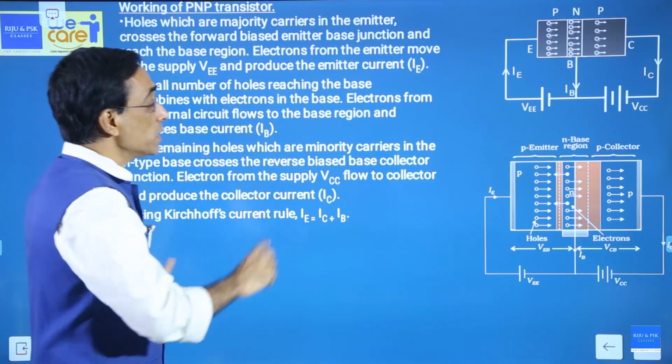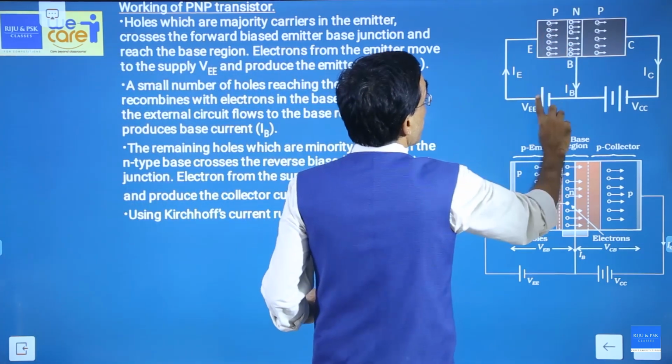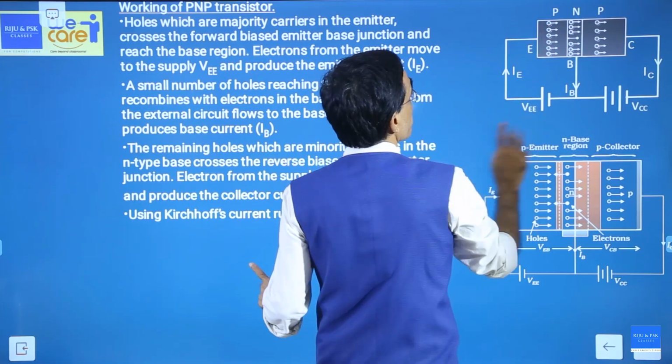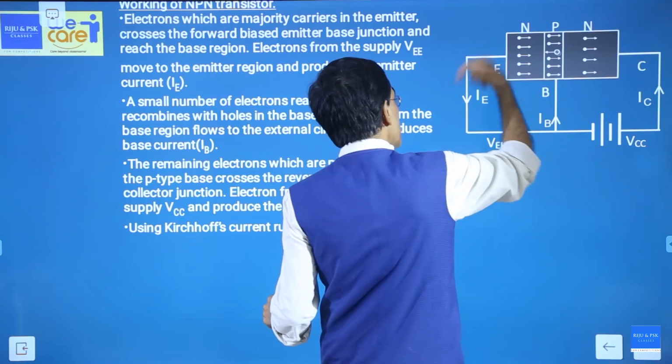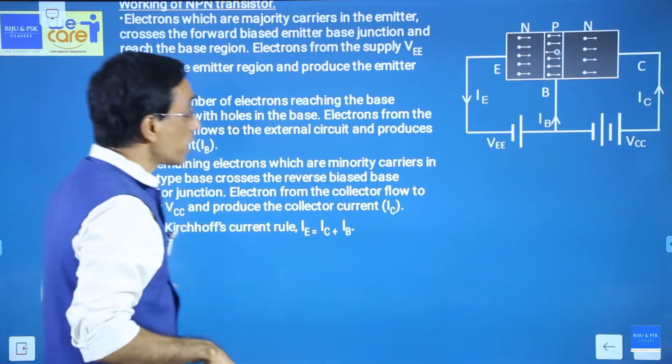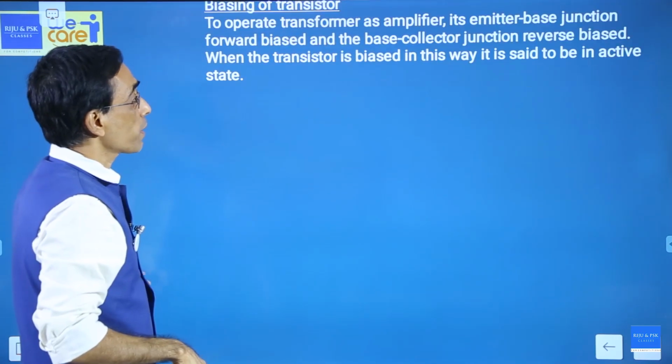Now I will come and tell you, watch out. In a PNP, the emitter current is into the device. In the NPN, it is out of the device. That is what we used in the symbol.